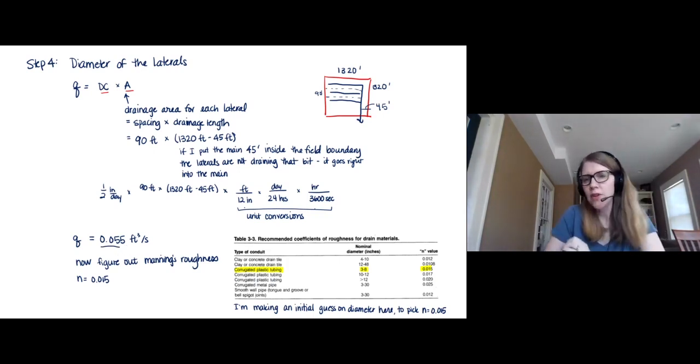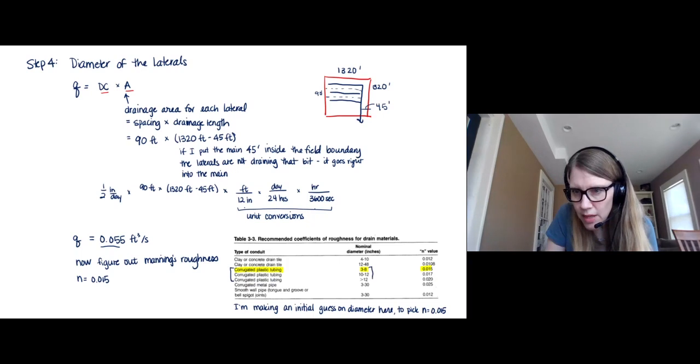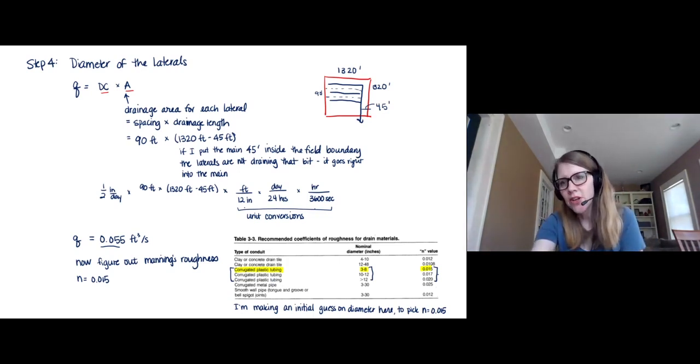Now I've got to figure out the Manning's roughness coefficient. Many of the references on drainage system design will have a table that describes Manning's roughness coefficients for different types of drains. So for corrugated plastic tubing, here are these three, and you can see that we've got different values for different pipe diameter ranges. I know enough about how this is going to turn out that I'm pretty confident, before I even get started, that I'm going to land in the 3 to 8 inch range.